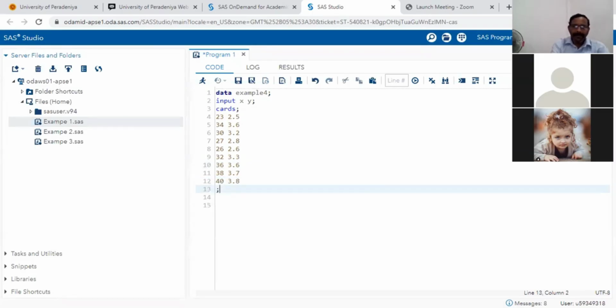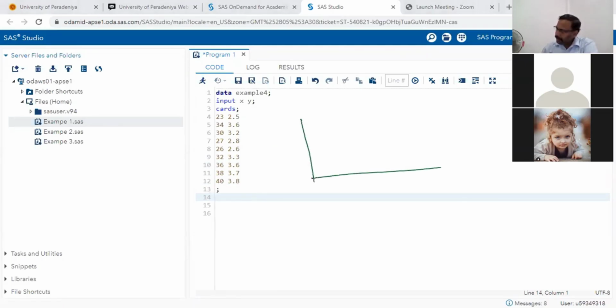Right, now this is my data. I want to do a regression analysis. Can you remember regression analysis? Here we have X variable, here we have Y variable. This is a positive correlation, a positive linear relationship, or we call it a direct linear relationship. Then we can fit a line. Then we can predict the value for a given X value. That is the main purpose of this regression line.